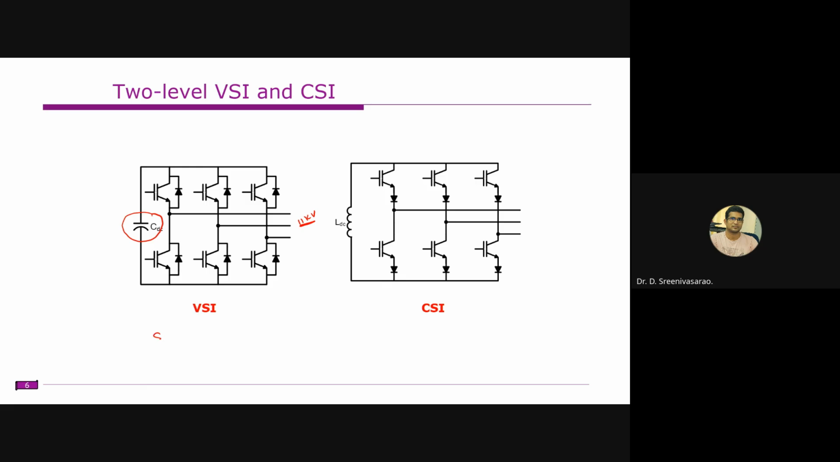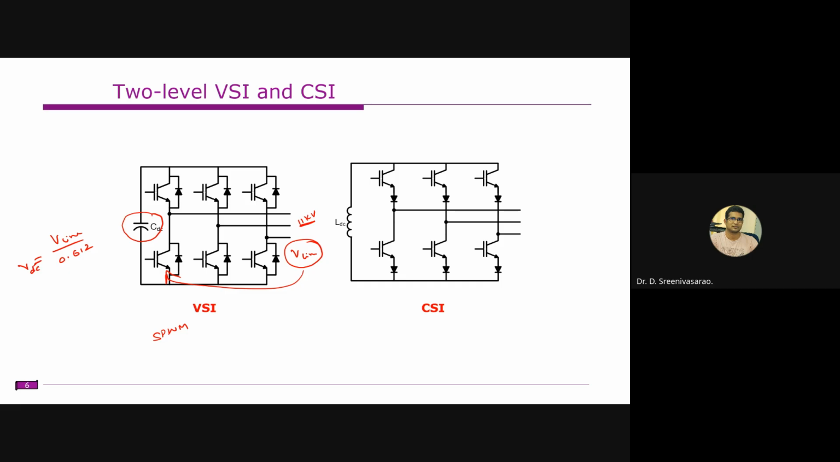If you are using a sine PWM technique, and you want a line voltage here, this is the V line voltage. Accordingly, we need to select the DC link voltage. That means this DC link voltage will be your line voltage RMS value divided by 0.612. That is the DC link voltage that you require.